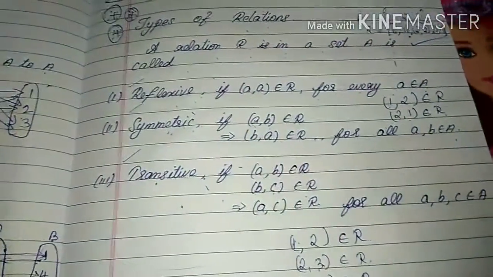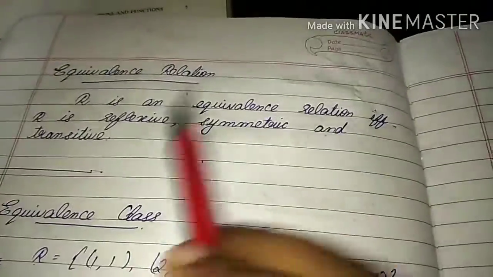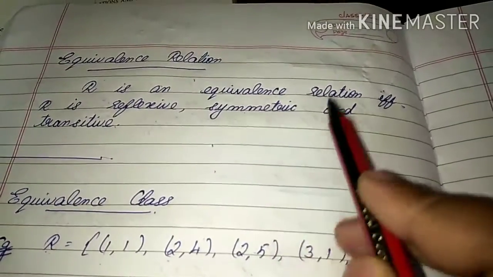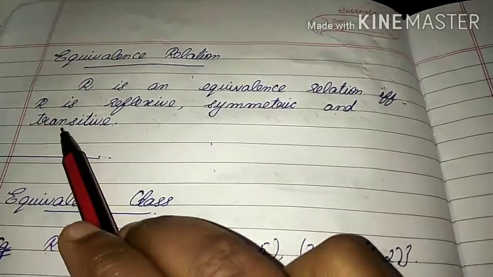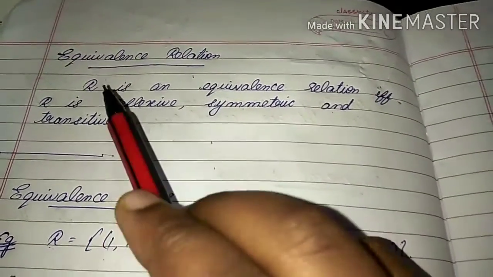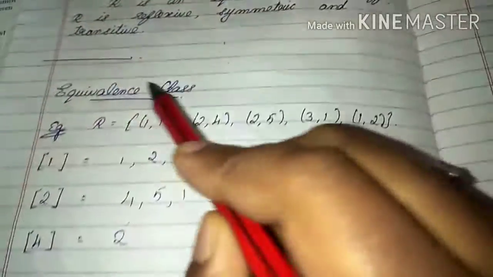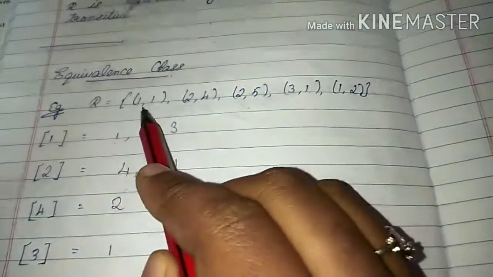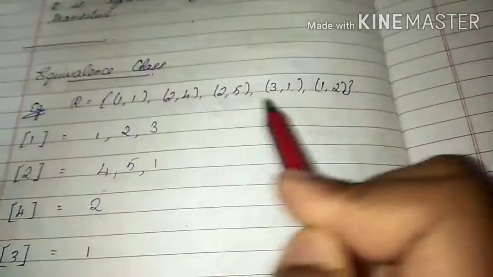Then if these three conditions are satisfied in a relation, then we know it as an equivalence relation. A relation is an equivalence relation if and only if R is reflexive, symmetric and transitive. Okay, then the next topic is equivalence class. R is equal to, I have taken this relation.